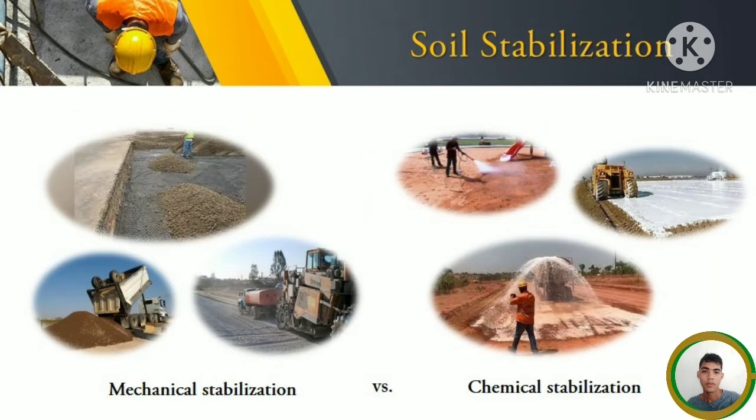But for now, let's take a look at these pictures. These pictures are just the examples of mechanical and chemical stabilizations respectively. You can see that the mechanical one is just focused on the gradation of stones and gravel, etc., while the chemical one is for chemical agents put on the soil.